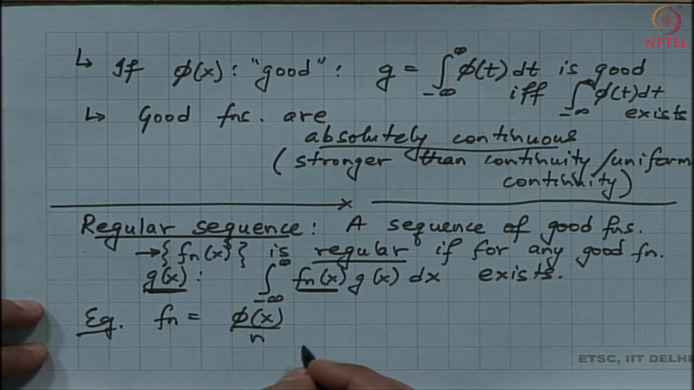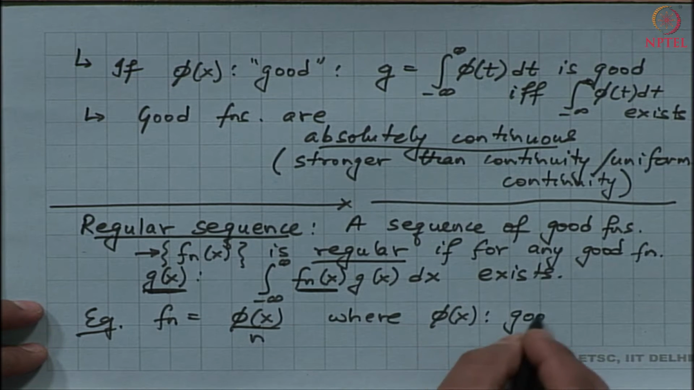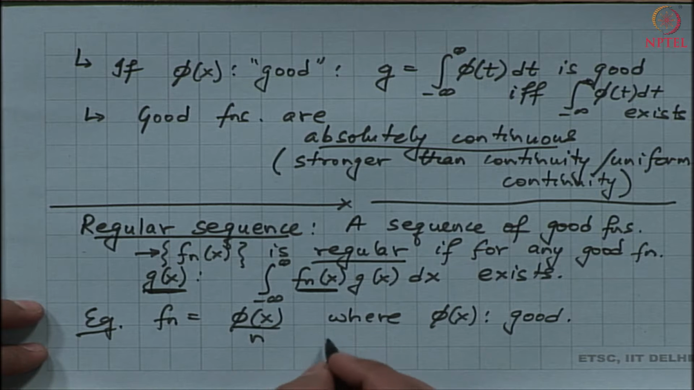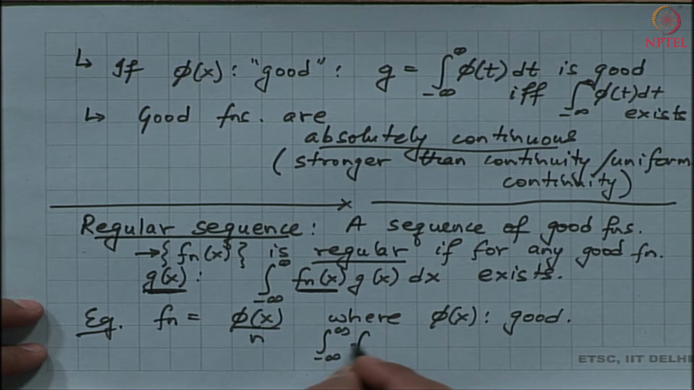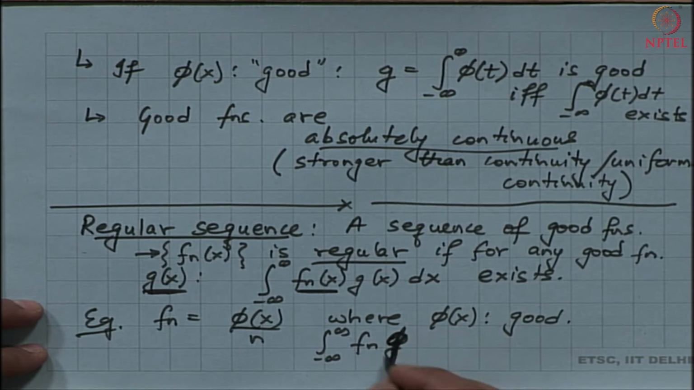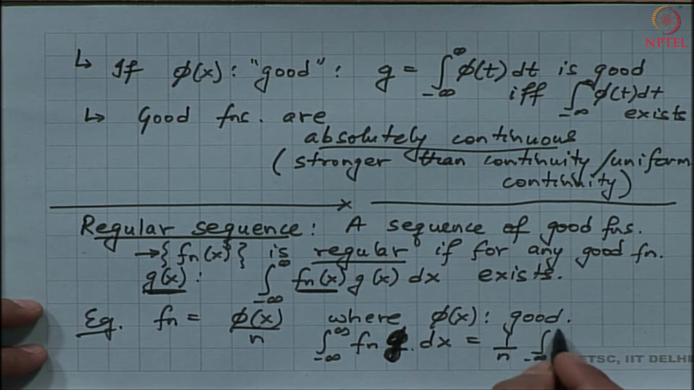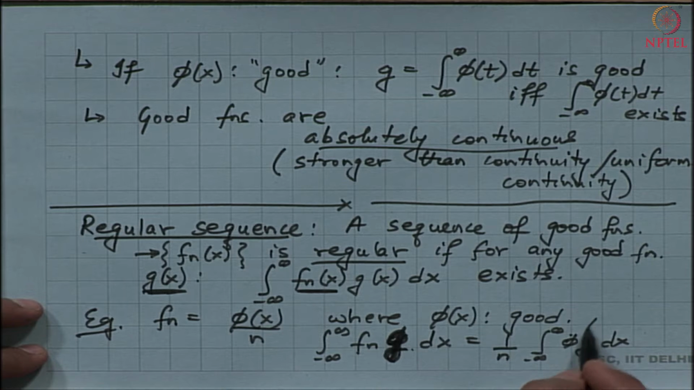over n, where my phi(x) is a good function. So, then what do I get? This integral from minus infinity to infinity of f_n times g, let us say for a general g, f_n g dx, I get this equal to 1 by n times the integral from minus infinity to infinity of phi times g dx. So, this is an integral of two good functions, and the integral of the product of two good functions will also exist.